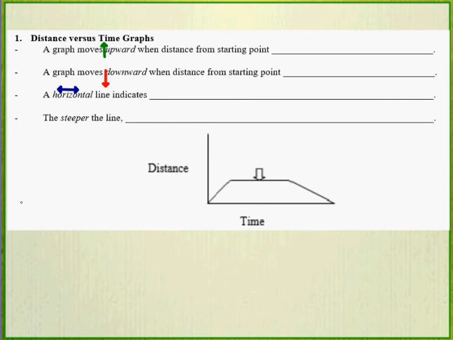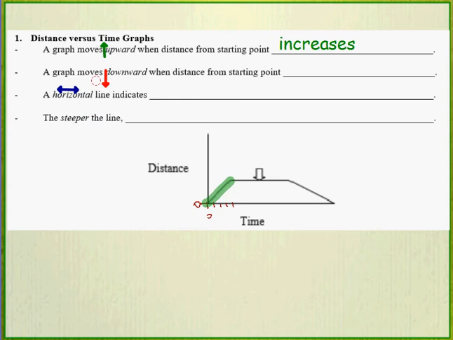So for our first bullet, it says a graph moves upward when distance from the starting point increases. So let's take a look. The time is 0, the distance is 0, meaning whatever object this is has not moved yet. And as time goes on, if the graph is moving upward, it's indicating that the distance is increasing. Whatever object this is moving further away from its starting point.